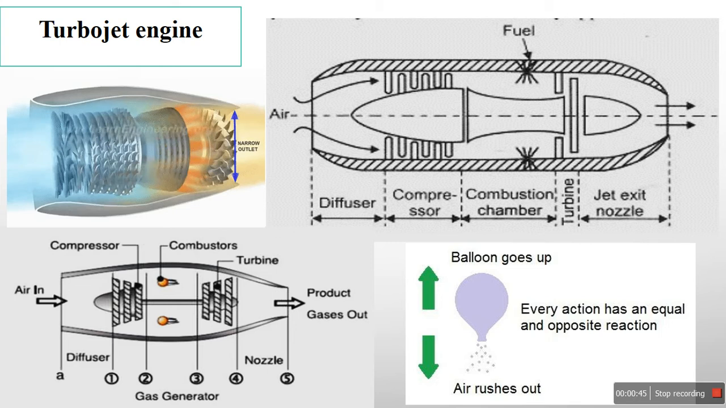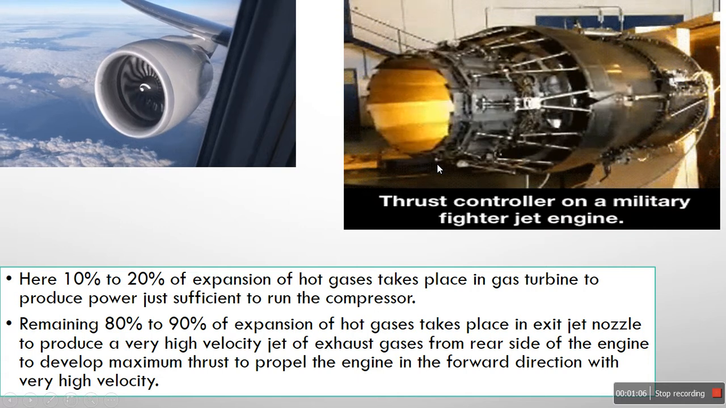Also, we discussed the different applications. Turbojet engine, why is it called turbojet? Because for the maximum thrust, we know that out of the combustion products, 80% are passed through the nozzle and only 20% are utilized to run the turbine in order to run the compressor. That is a turbojet. So why is it called a turbojet? Because the maximum thrust is produced with the help of the jet itself.